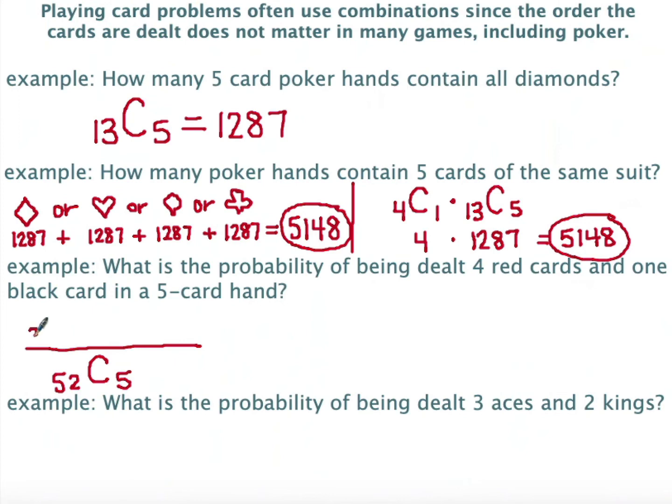How many red cards are there? Half of the cards, 26 of them are red. Order doesn't matter, and I want to be dealt 4 of those. And then, out of the 26 black cards, I want to be dealt 1 of those.